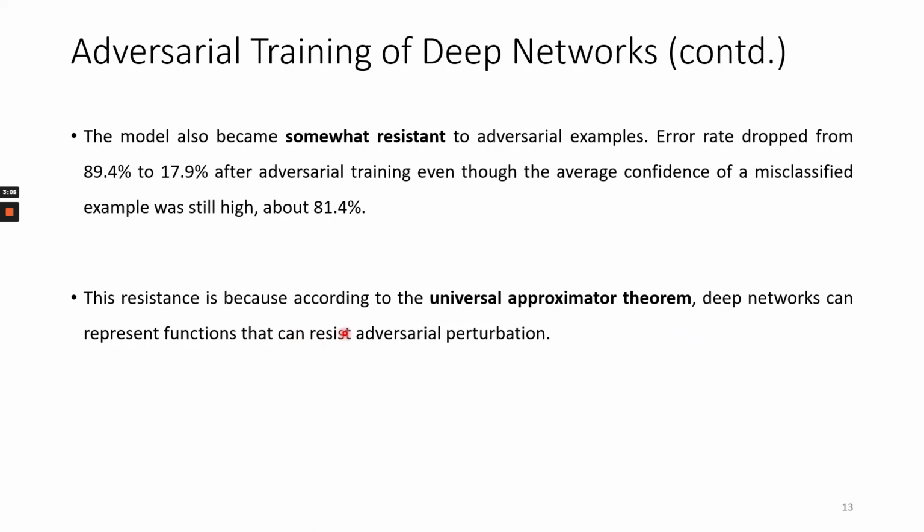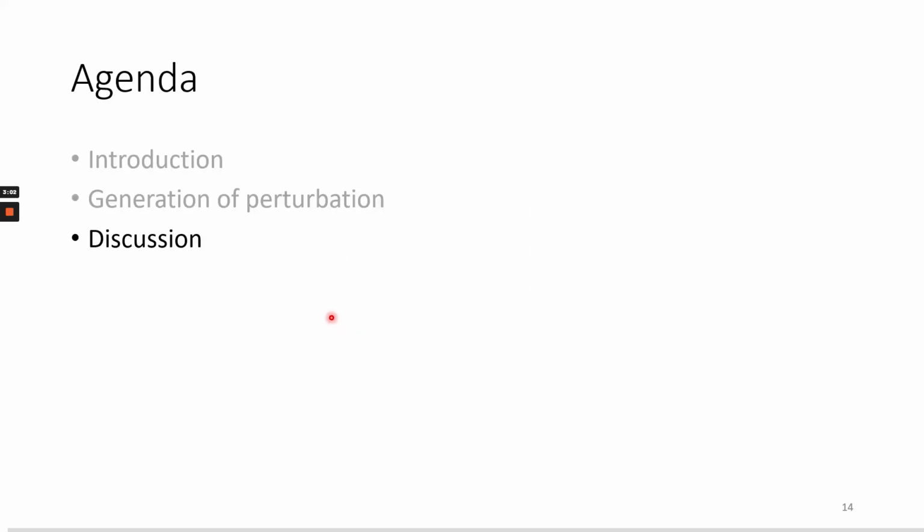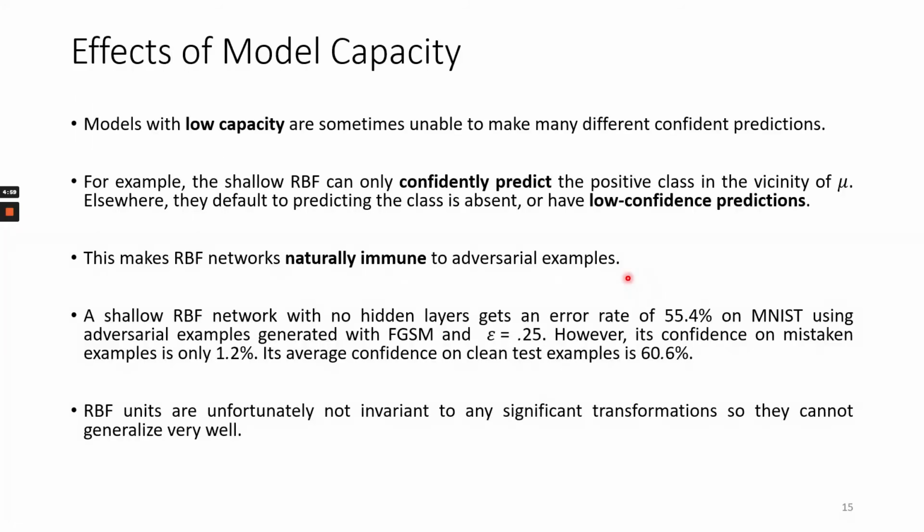So now finally, in the last section we'll be looking at some of the further experiments that the authors ran and what observations they made from those experiments. One such experiment was to see the effect of model capacity and how the effectiveness of adversarial examples was affected by it. So it was seen that models with low capacity were generally less confident with their predictions. One example could be the shallow RBF network that we mentioned previously.